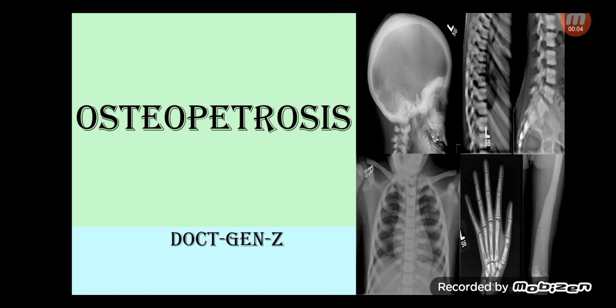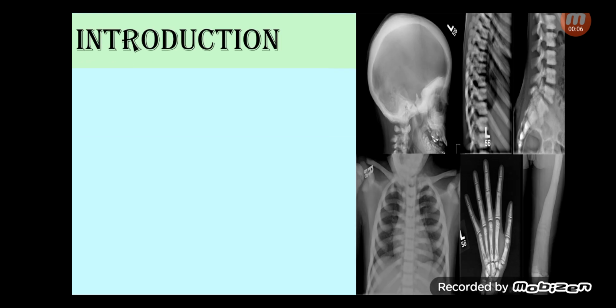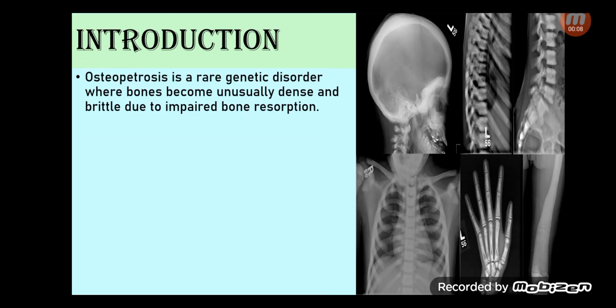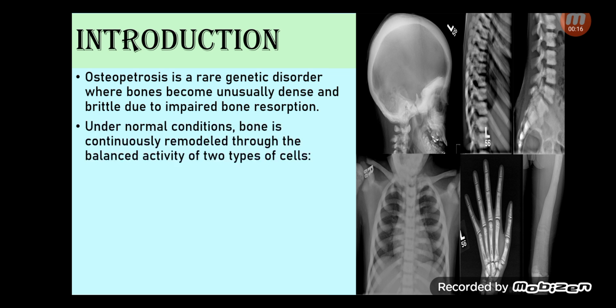Today we are going to talk about osteopetrosis. We will start our topic with introduction. Osteopetrosis is a rare genetic disorder where bone becomes unusually dense and brittle due to impaired bone resorption.